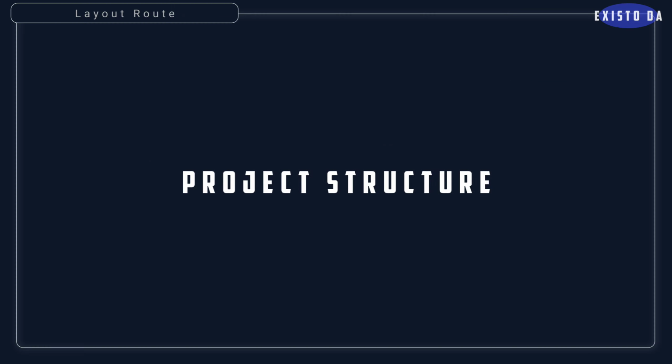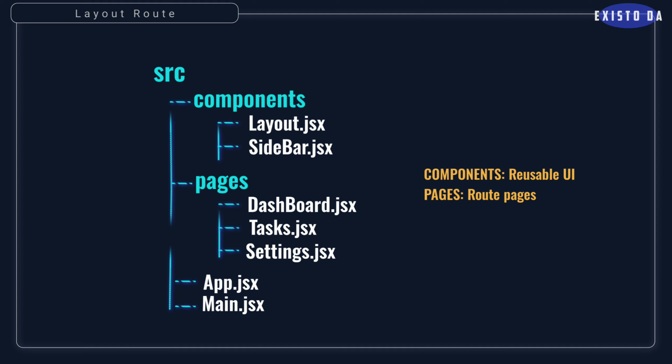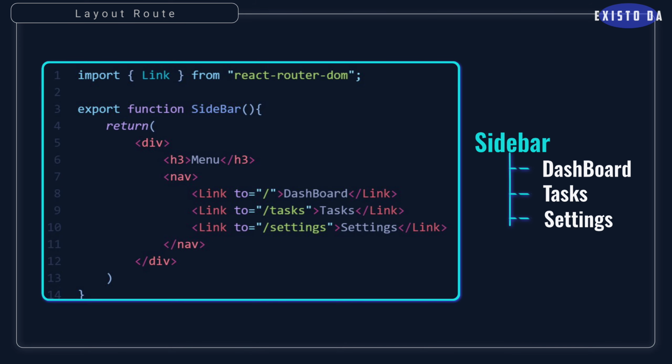Before we talk about layout routes, let's quickly look at our project structure. We have pages for dashboard, tasks, and settings. And also we have a reusable sidebar component. Our sidebar is a simple navigation menu. It lets the user move between pages. We will reuse the sidebar across all pages.